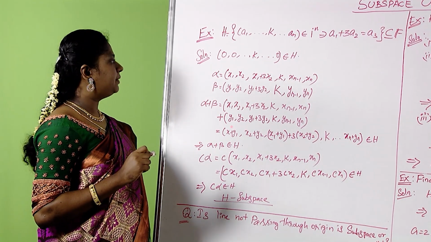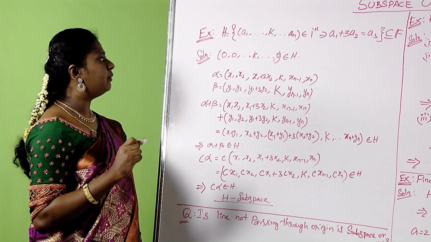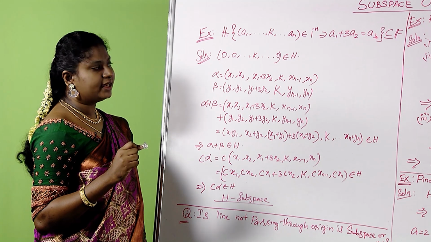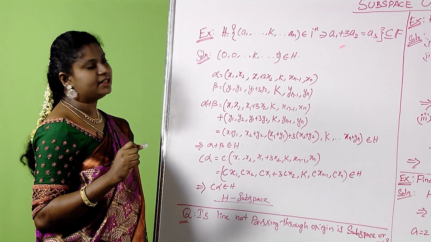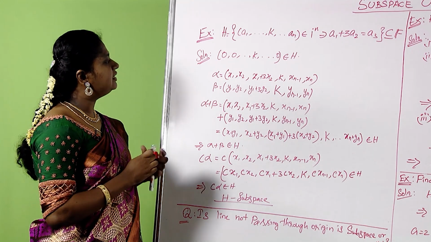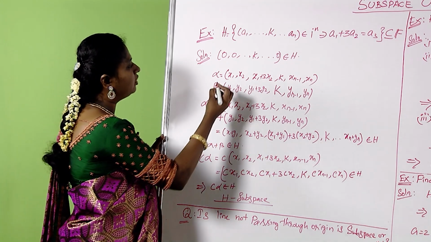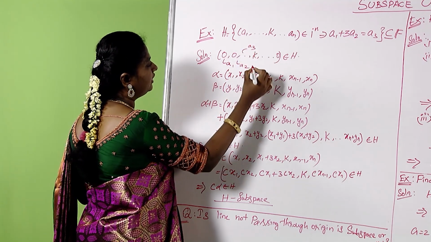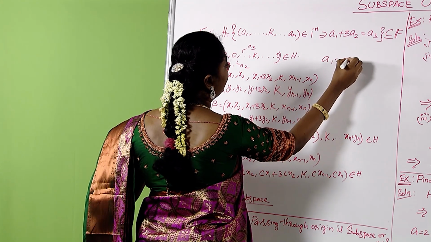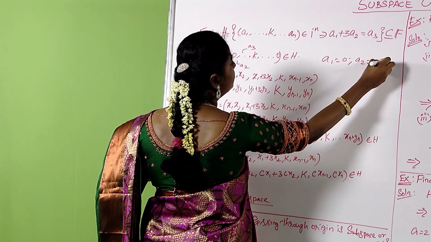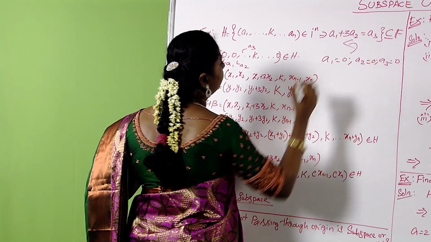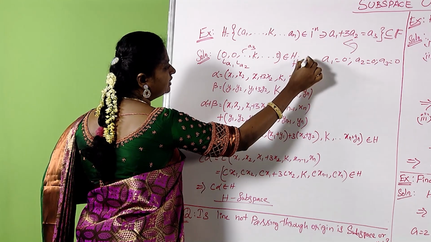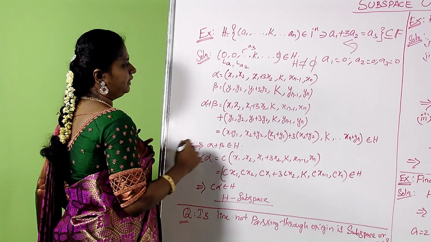What happens if I let all the ai's be equal to 0? Substitute 0 here: 0 plus 3 times 0 is 0, that is again 0. It satisfies the given condition, which means that definitely this element will be in H. Here a1 is 0, a2 is 0, and a3 is also 0, which satisfies the given requirement. Therefore, this belongs to H, so H is not going to be empty.